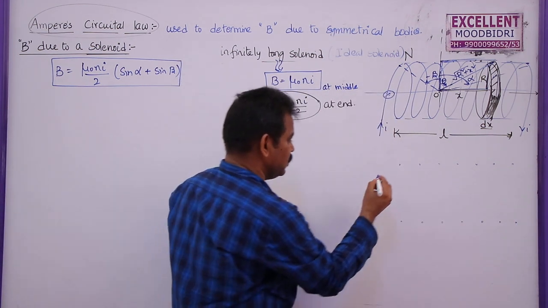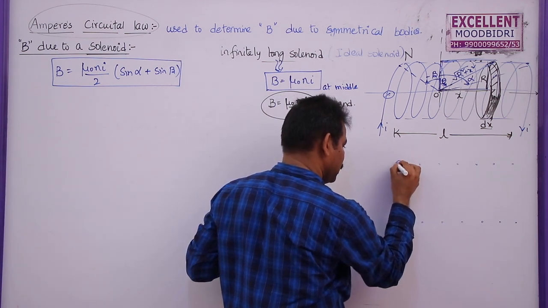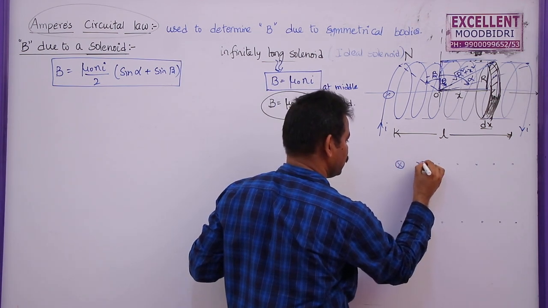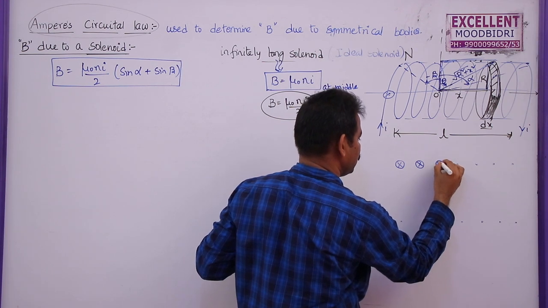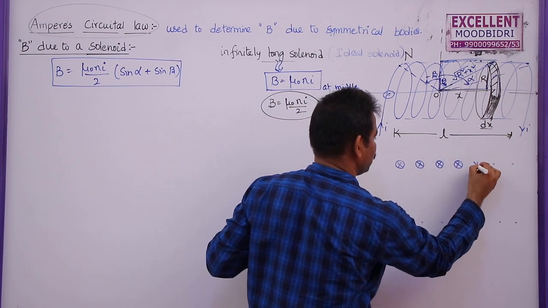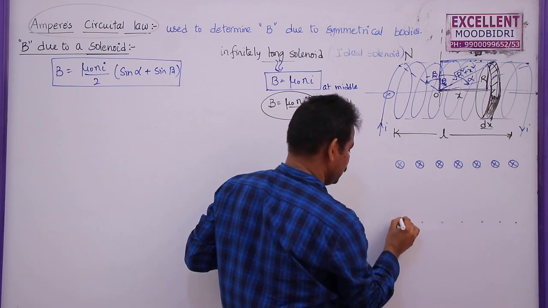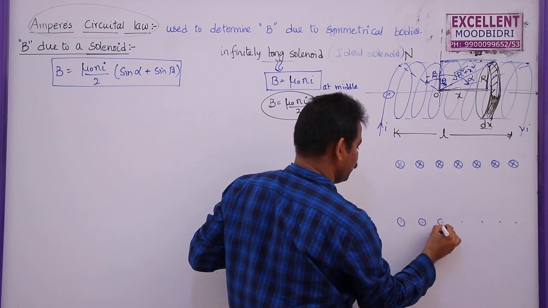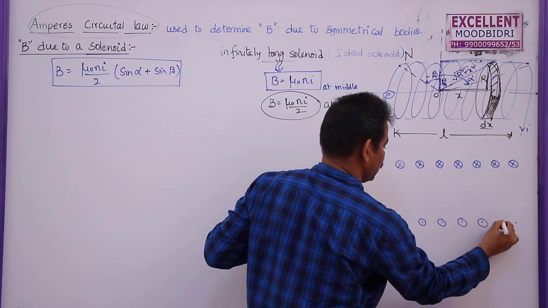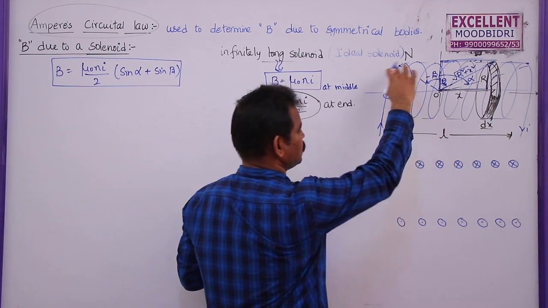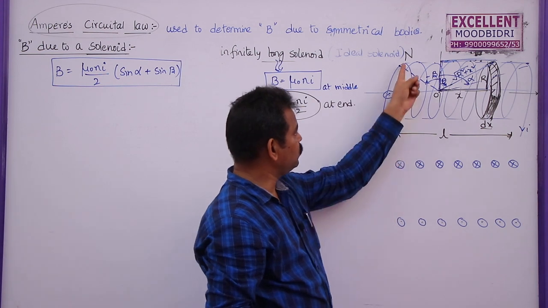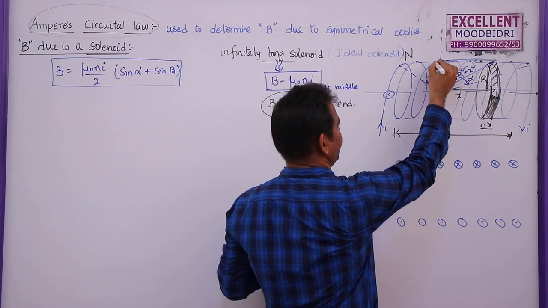Now in this case, the current is entering into the board here, and here the current is leaving the board, actually leaving the turn in this case. So it is the same diagram, I am just showing only these points, this point, this point, this point.